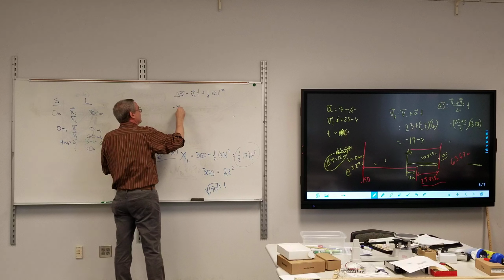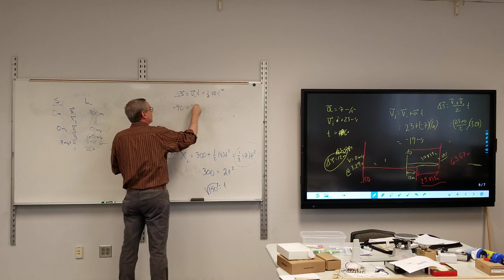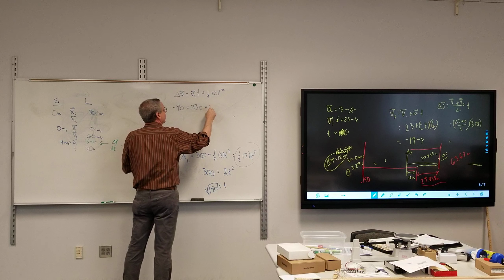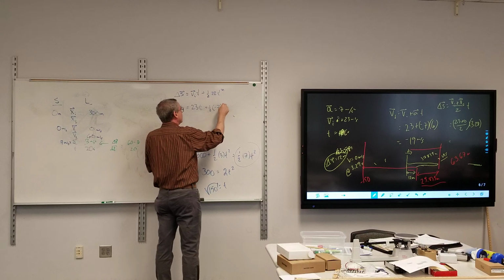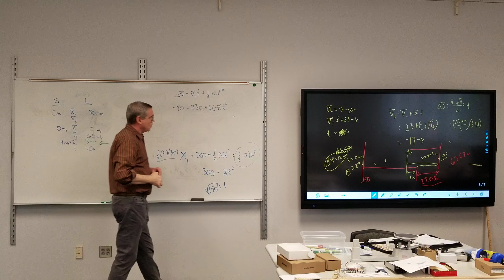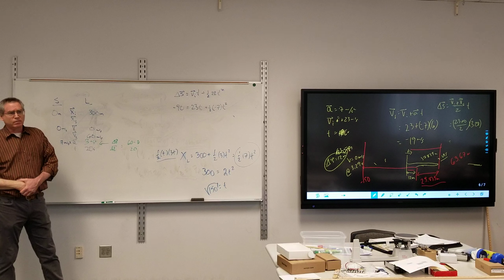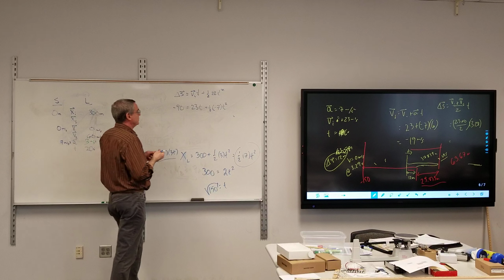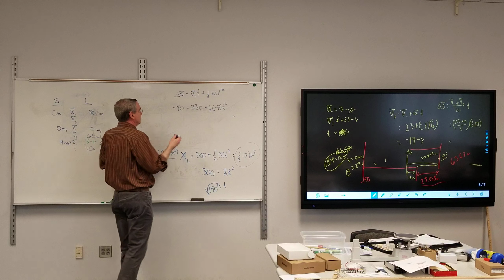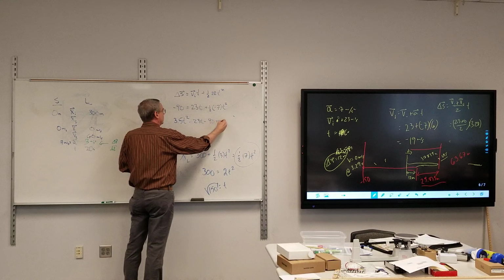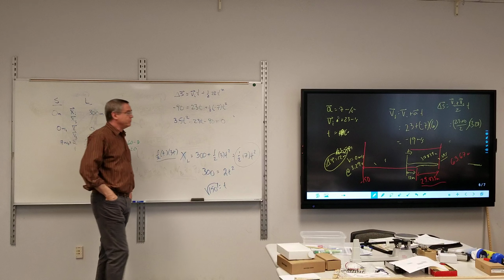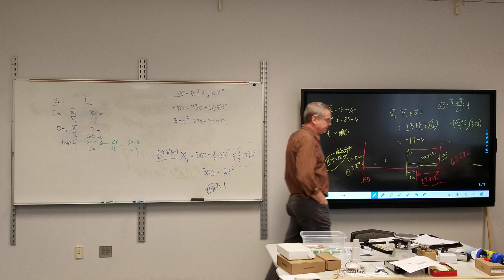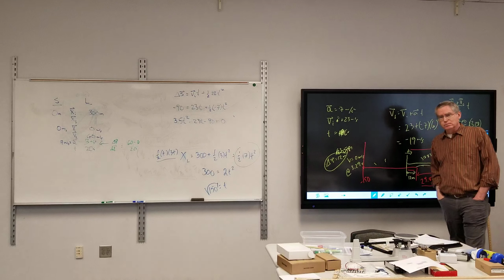And so I have negative 90 is equal to 23t plus 1/2 negative 7 t squared, a quadratic equation. I can use the quadratic formula. So I have 3.5 t squared minus 23t minus 90 equals 0. I am going to get two answers. One will be a positive time, one will be a negative time. The positive time is the correct answer.